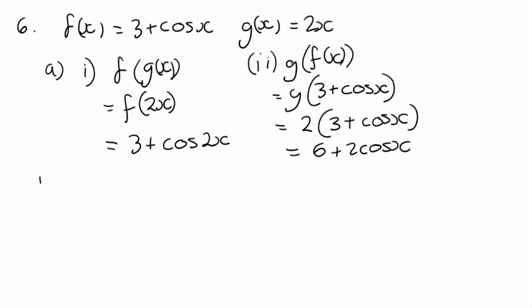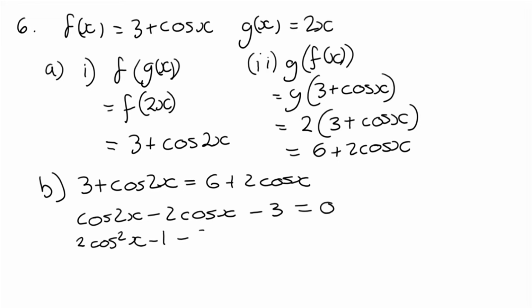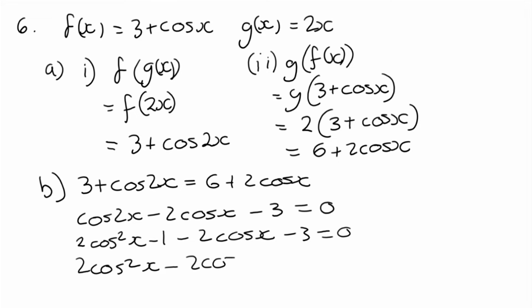Okay, part B. It's telling us that they are equal to each other and they want us to solve it. So we'll just do 3 plus cos 2x equals 6 plus 2 cos x. Bring everything to the left. Now we need to replace, just use your double angle formula. So cos 2x is 2 cos squared x minus 1. So 2 cos squared x minus 2 cos x minus 4 equals 0.